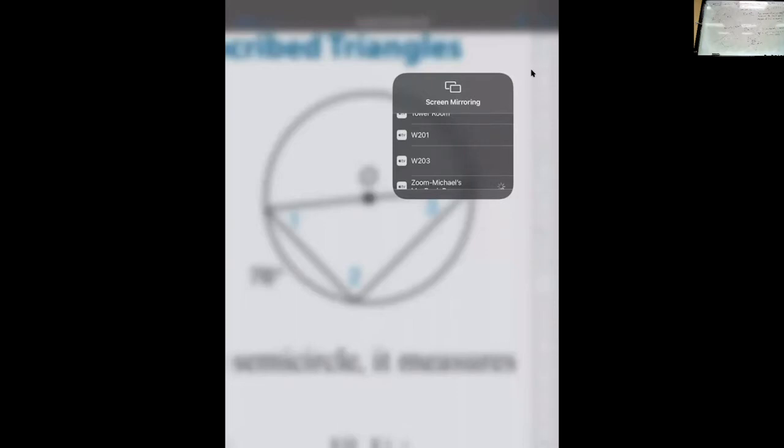What about angle 2? Can I answer this one? Sure. I got 92. It shouldn't be 92. What is it? 90. Right. Why? Because it intersects the semicircle. Good job. So remember, a semicircle is 180 degrees, so half of that is 90.